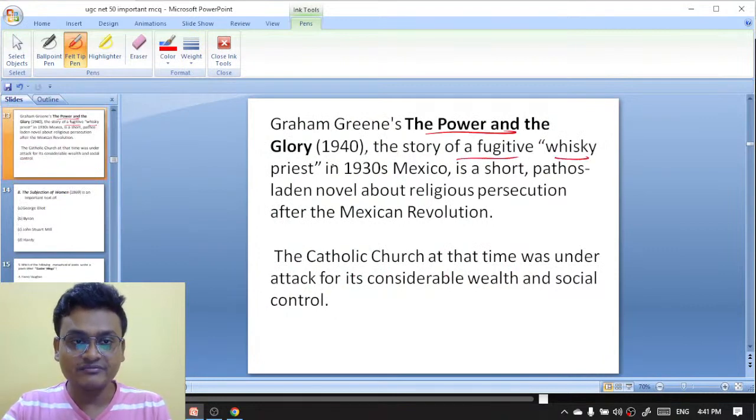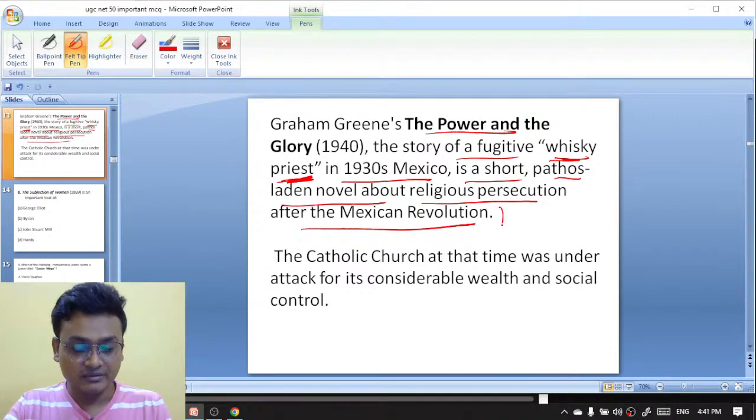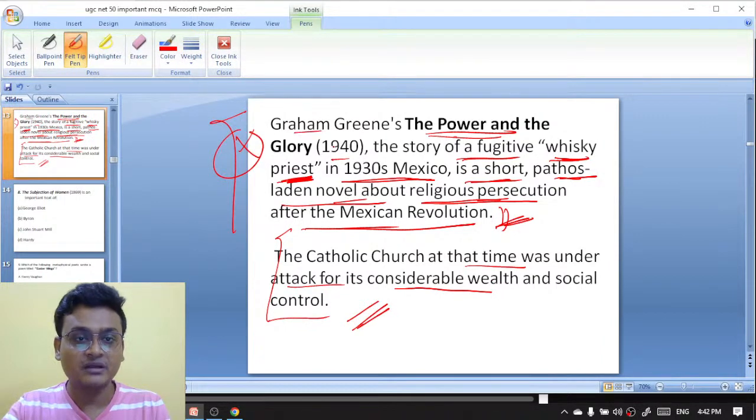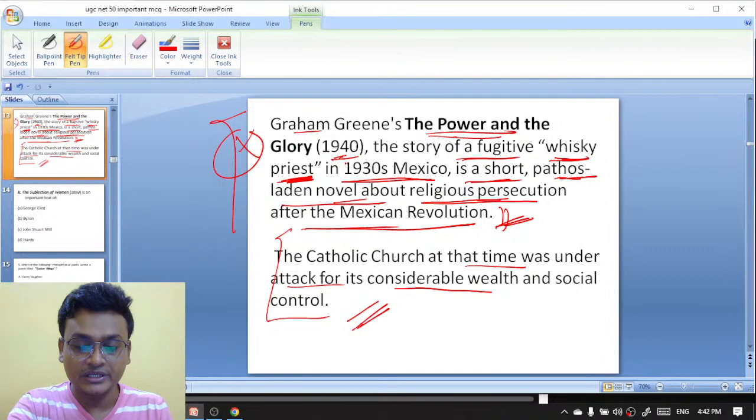The Power and the Glory is the story of a fugitive whiskey priest in 1930s Mexico. It is a short, pathos-laden novel about religious persecution after the Mexican Revolution, and the Catholic Church at the time was under attack for its considerable wealth and social control. It is the most famous one by Graham Greene, and it came in 1940.